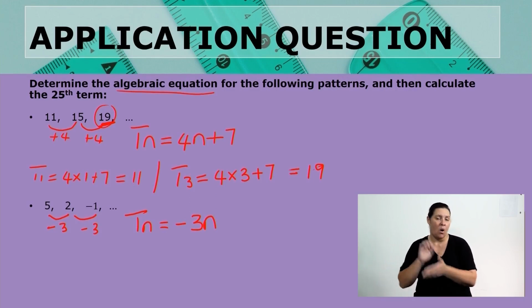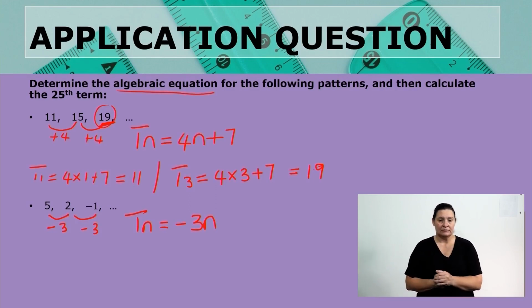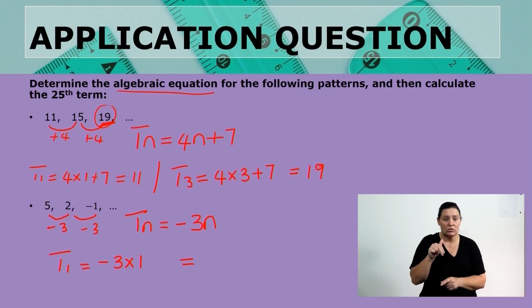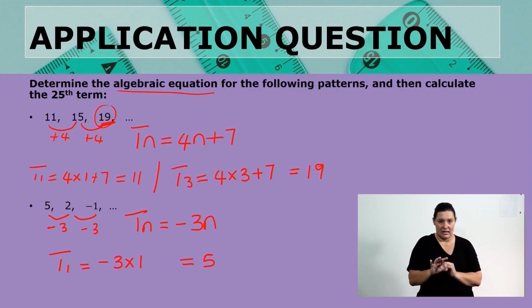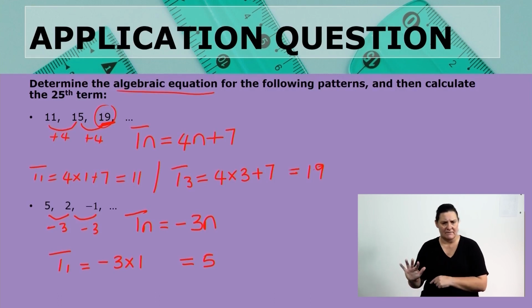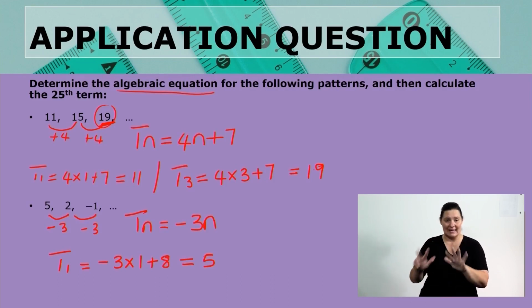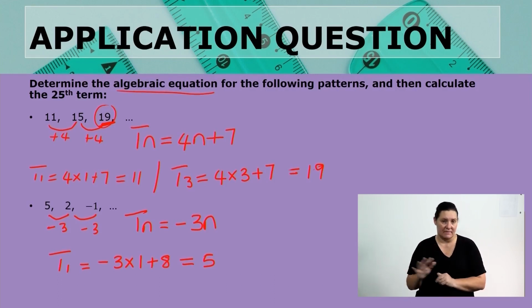Let's find the number that we are going to add or subtract. So let's work with the first term. That is going to be negative 3 multiplied by 1. And our final answer is supposed to be a 5. So from negative 3, we know negative 3 multiplied by 1 is negative 3. So from negative 3, how do I get to a positive 5? Negative 3, we add 8. And that will give us a positive 5.